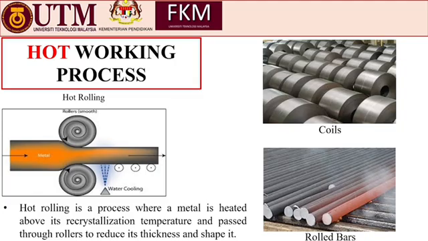So next is hot rolling. Hot rolling is a type of hot working process. Hot rolling is a process where a metal is heated above its recrystallization temperature and passed through rollers to reduce its thickness and shape it. As you can see here, coils and rod bars are examples of products manufactured through the hot rolling process. Let's see the video of how hot rolling works.